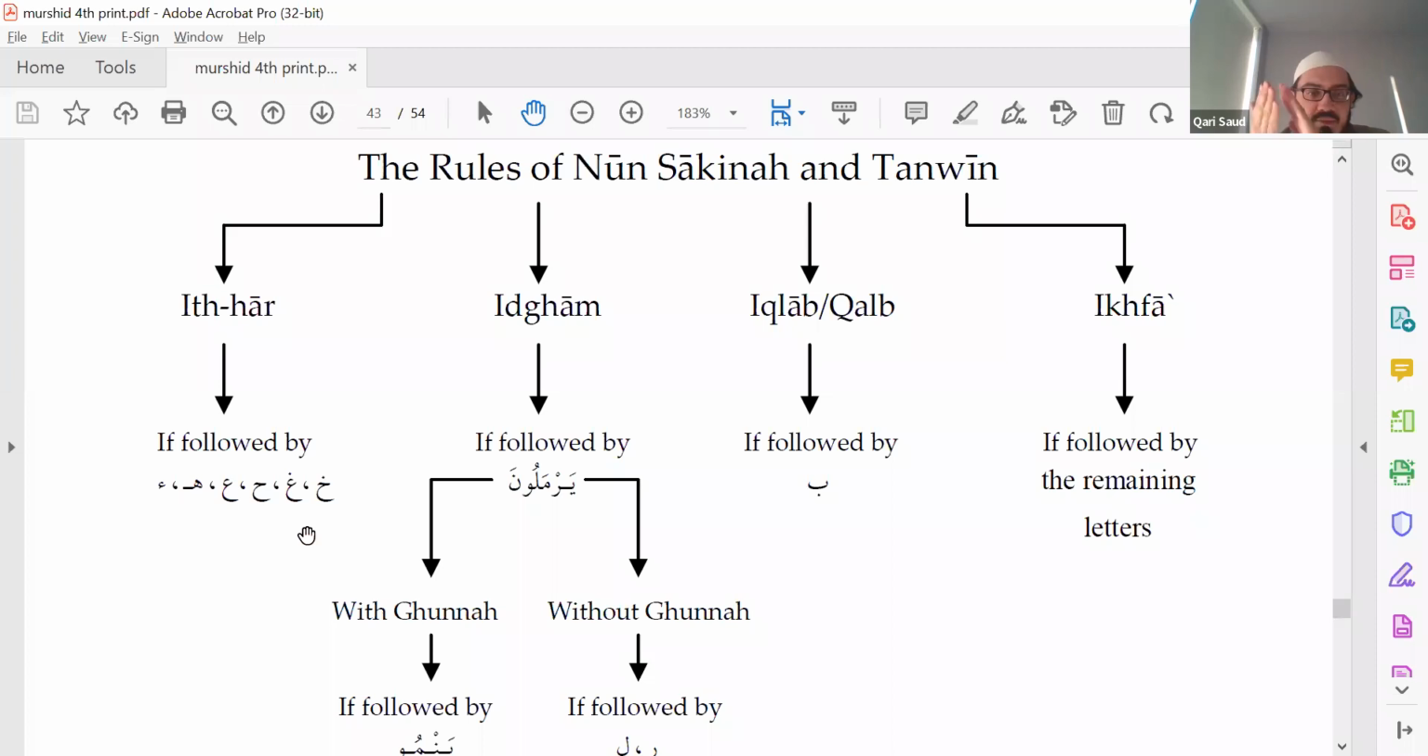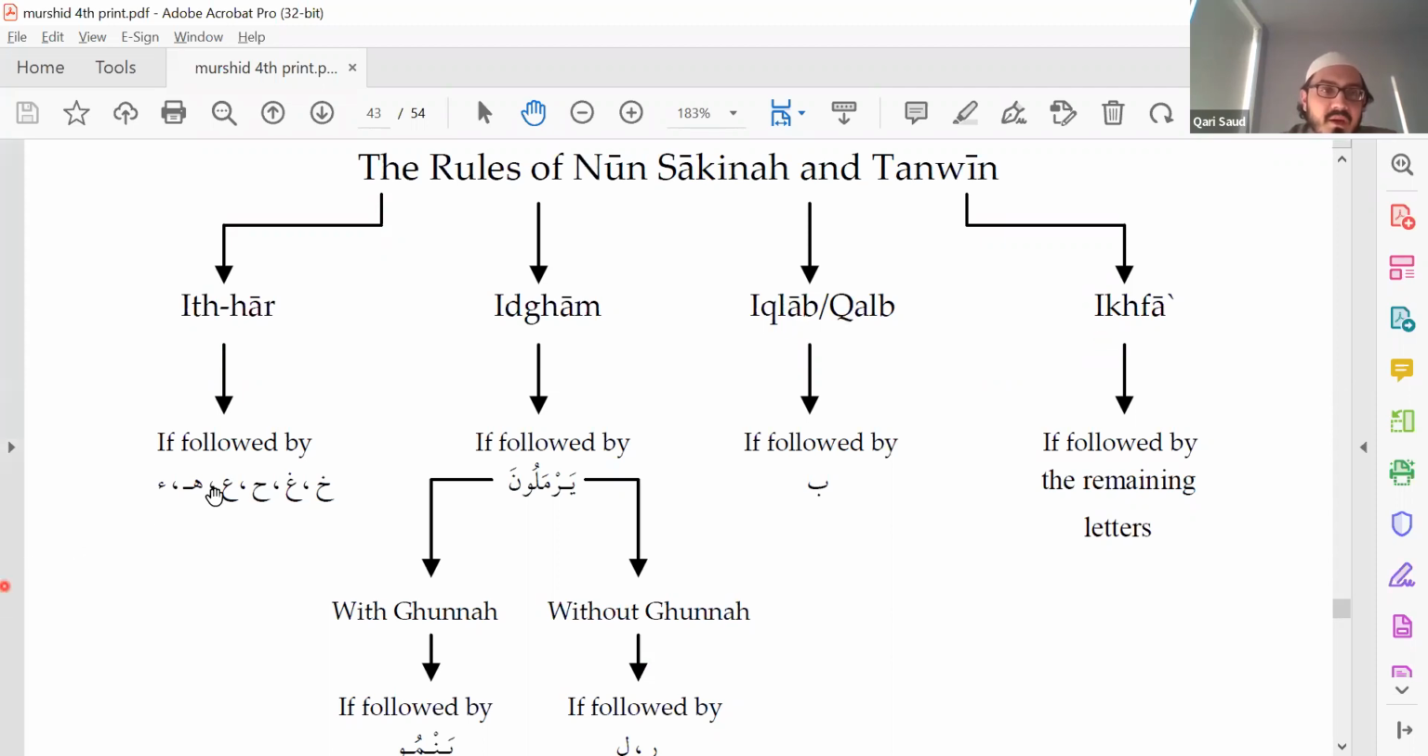An, so it comes together. If it's followed by any one of these 6 letters, what do you do? You read it clearly. Meaning you actually press the makhraj of the noon, you don't extend it, and you just go to the next letter. An'amta. You don't try to hide it like in ikhfa. Rather, you press the makhraj of the noon, the tongue presses the roof of the mouth, and then you move to the next letter. An'amta.